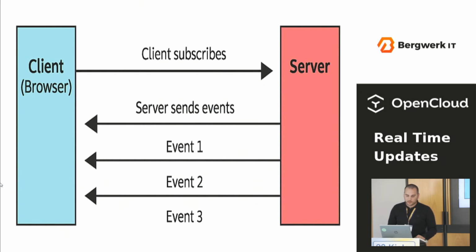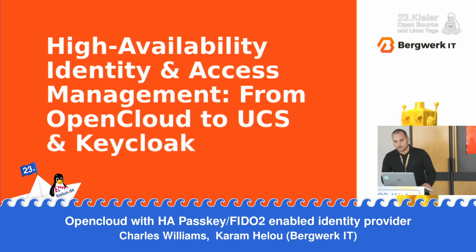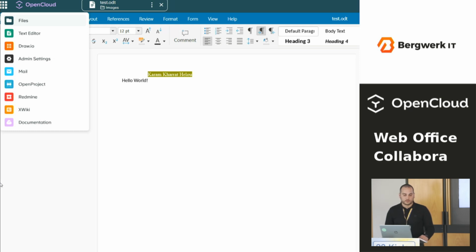Real-time updates, that's for the collaboration tool. When a user subscribes on the server, he will start to receive real-time updates for the file that he subscribed to, which is Collabora. So it's basically a collaboration tool for any organization where many members can work at the same time in the same file. And of course, Office can also be included in Opencloud.